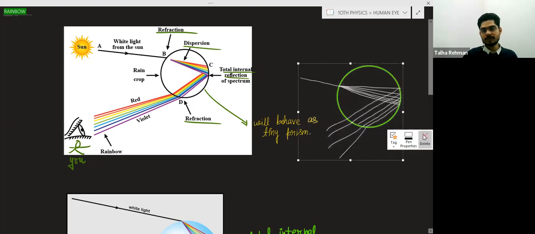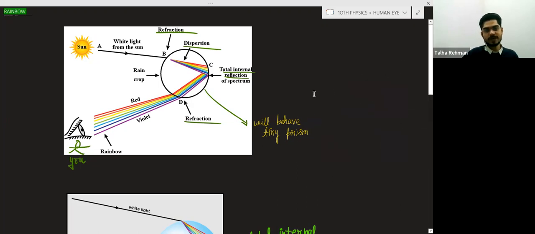You will get full marks if you draw this diagram in your exam, because this is the whole phenomenon that is happening for the formation of the rainbow. This is explained in this diagram.